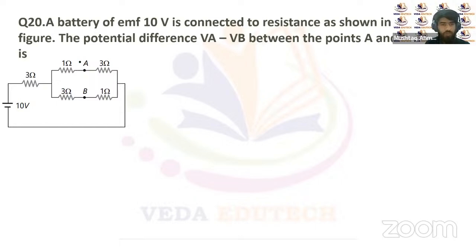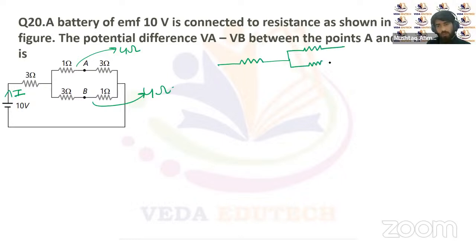Now let's try to calculate the current drawn by the battery first. The equivalent of these two resistors will be 4 ohm, and the equivalent of these two resistors will be 4 ohm. So we can write this circuit like this. This will be the equivalent circuit. This is 4, this is 4, this is 3, and there is a battery of 10 volts.